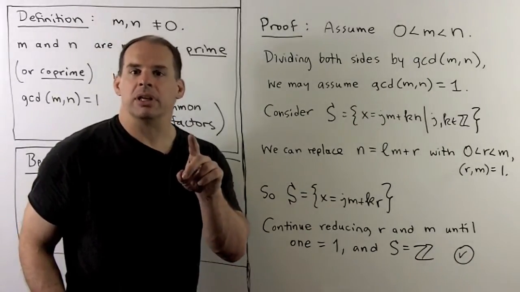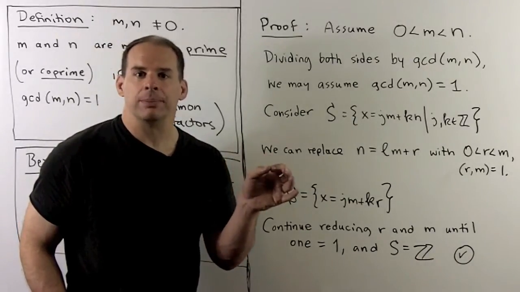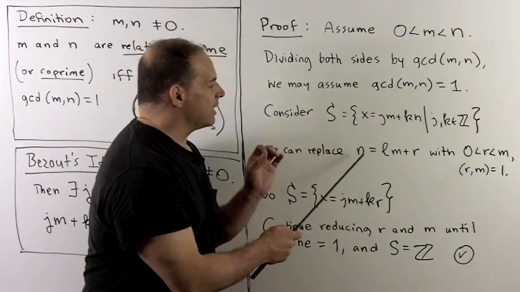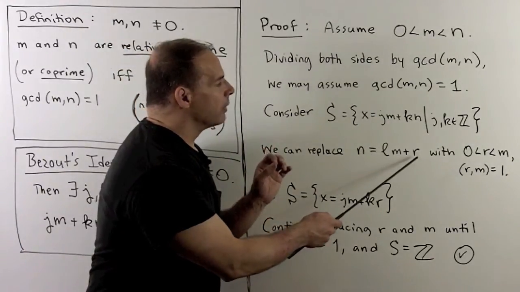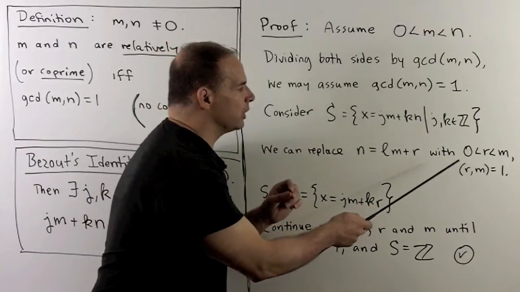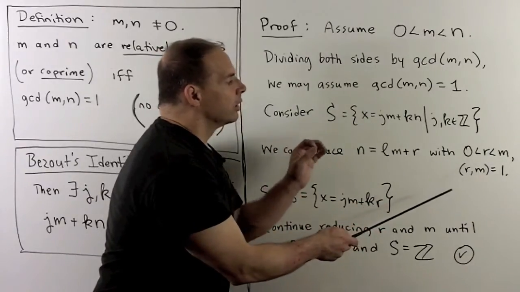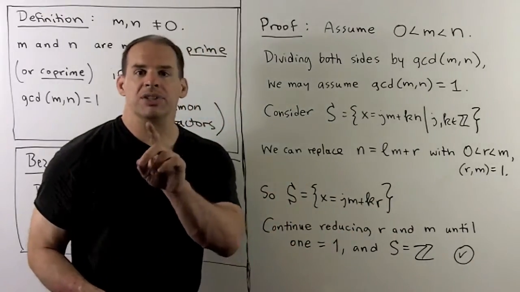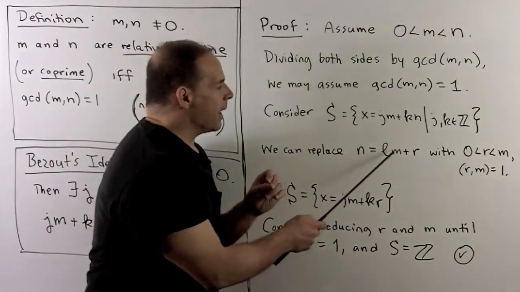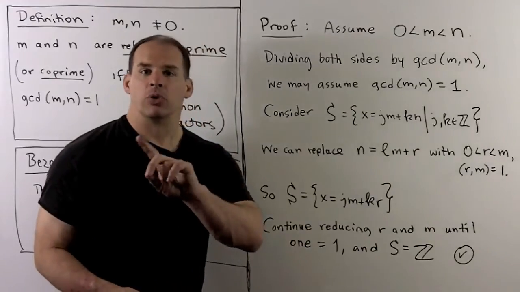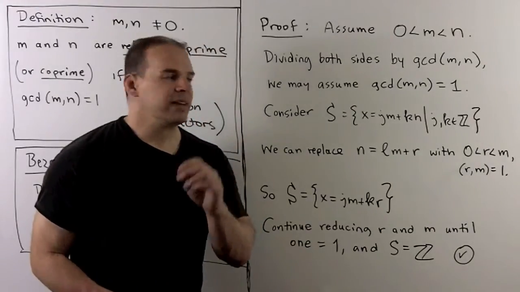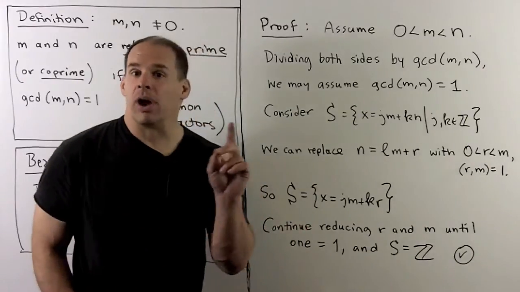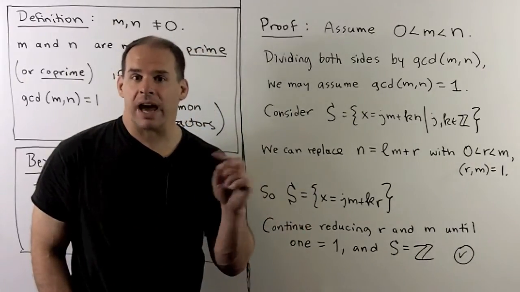Because m is positive and strictly less than n, we just apply long division. So I can say that n is equal to lm plus r, and I'll have r strictly between 0 and m. The greatest common divisor of r and m is equal to 1. The reason we have that is, if m and r had a divisor greater than 1, it would also be a divisor of n. And then we would have that m and n are not relatively prime. That divisor would divide both of them.